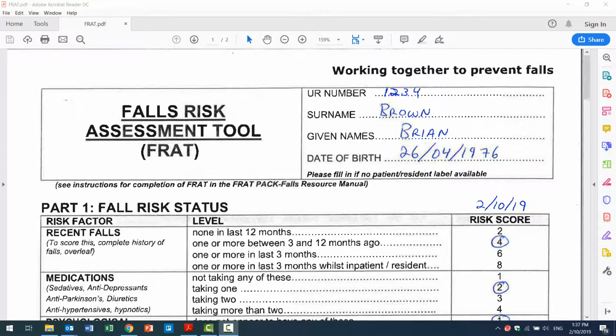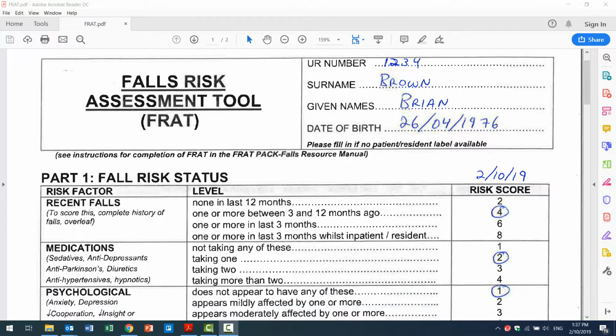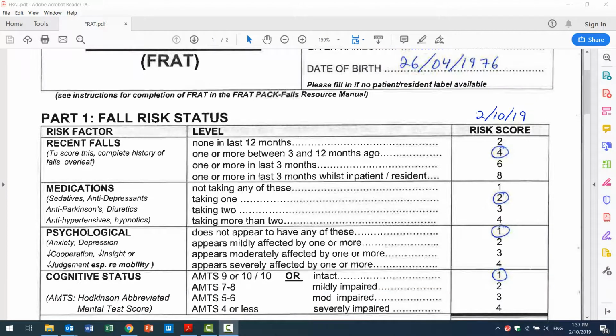The Falls Risk Assessment tool is used to determine the risk of a patient having a fall in the facility, with the idea that we can implement interventions to reduce this risk. So you always begin by adding a patient label or filling in the patient details. And then it's pretty straightforward as to the categories and how you fill them out.